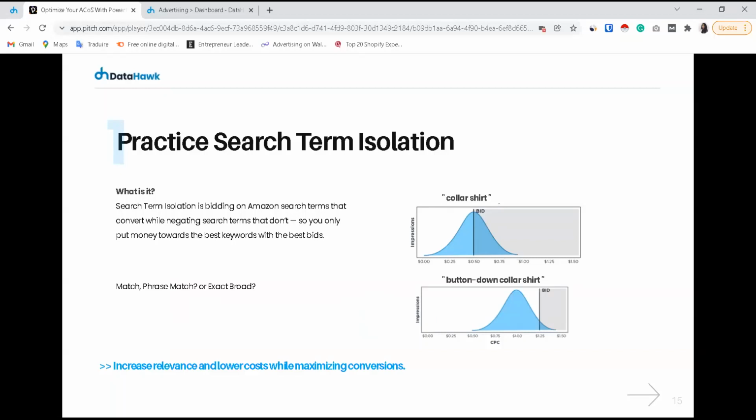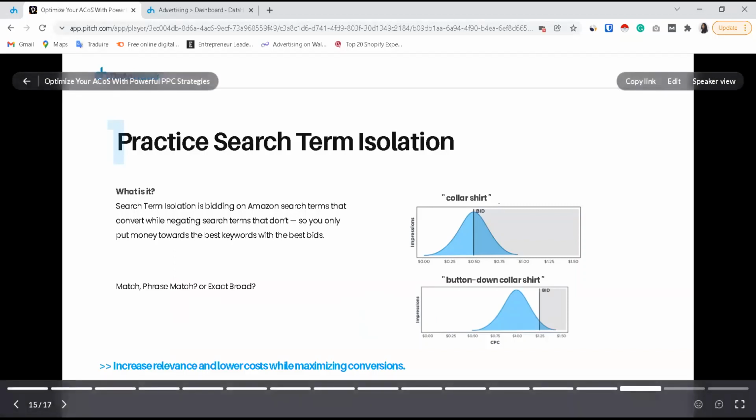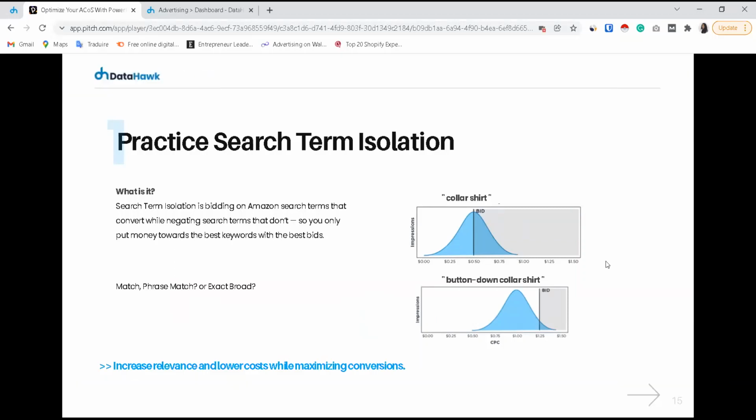So you only put money towards the best keywords with the best bids. Amazon bidding will let you choose broad match, phrase match, and exact match keywords. This allows you to tailor how specific your bid terms are, allowing you to bid on whole categories, for example, shirts, all the way down to very specific terms, for example, button-down collar shirt, and everything in between.